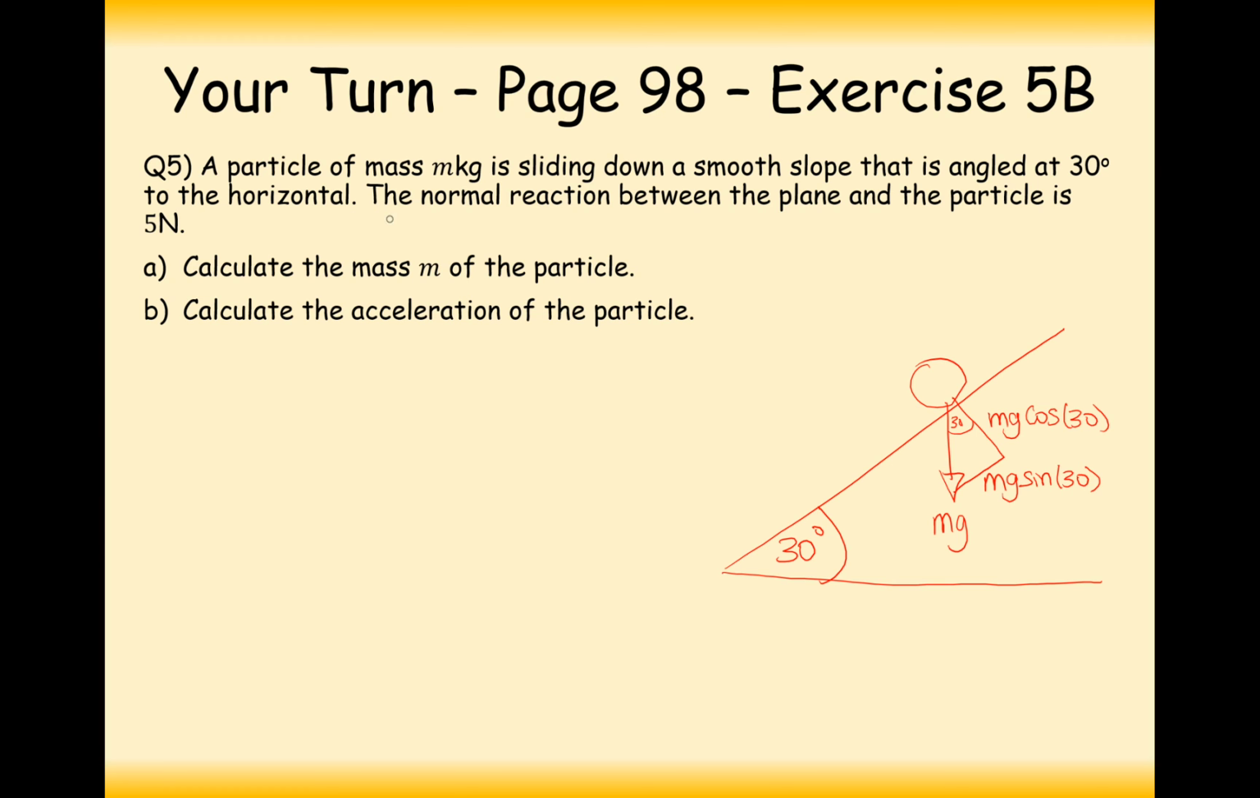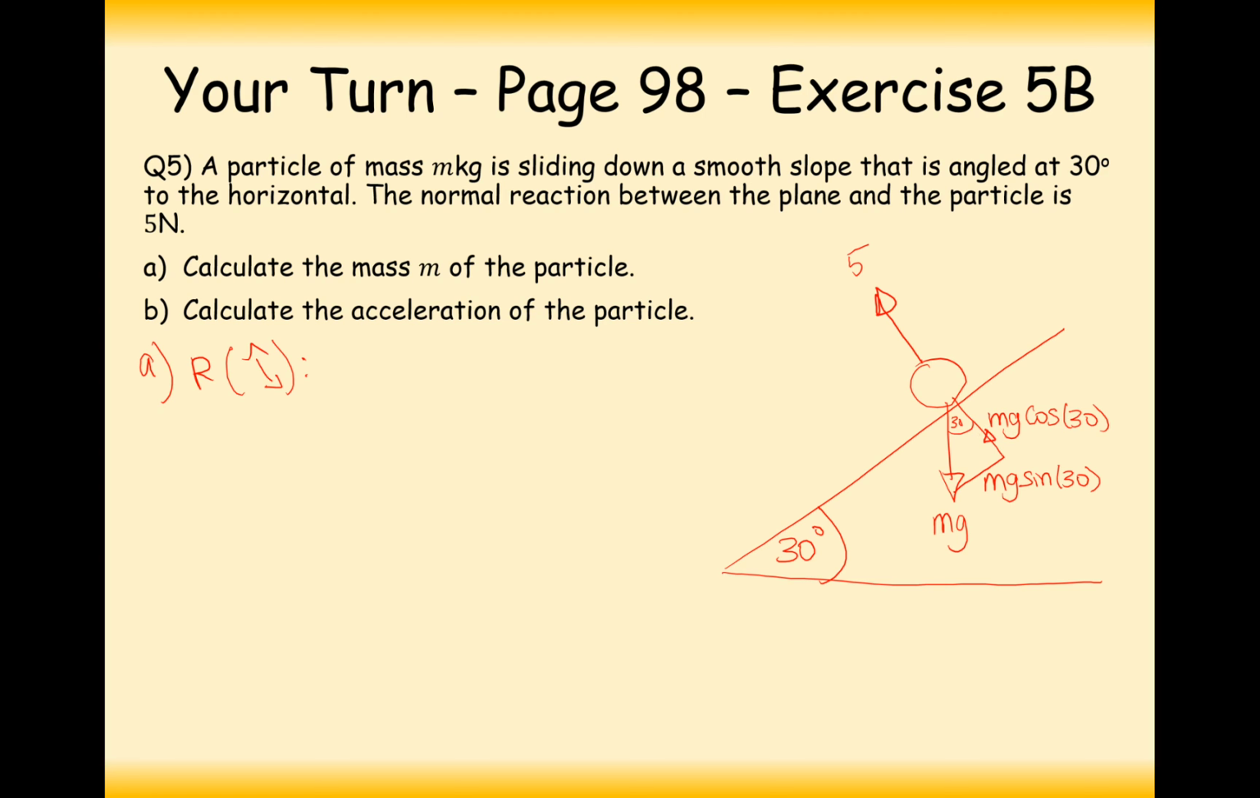So let's read on in the question. The normal reaction between the plane and the particle is 5 newtons, so this force here is 5 newtons. Calculate the mass m of the particle. So what we can do here, instead of going straight to resolving up and down the slope, we can resolve the forces that are meeting the slope at a right angle. So this time I'm going to be looking at the forces that are meeting the particle at a right angle, or meeting the slope at a right angle.